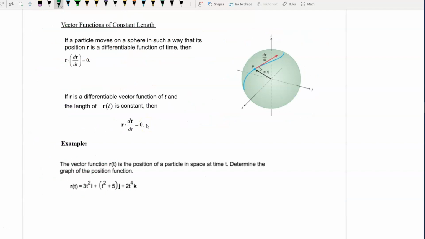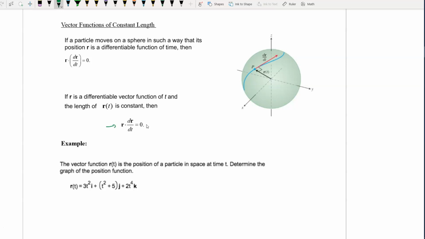Vector functions of constant length. If a particle moves on a sphere in such a way that its position r is a differentiable function of time, then r times the first derivative of r with respect to t is equal to 0. If r is a differentiable vector function of t and the length of r(t) is constant, then here again r times the first derivative of r with respect to t is equal to 0.